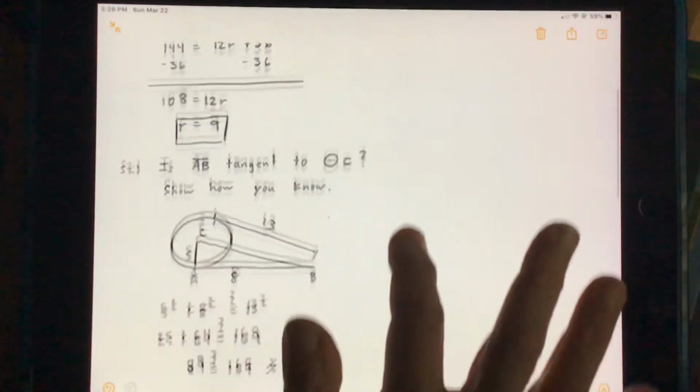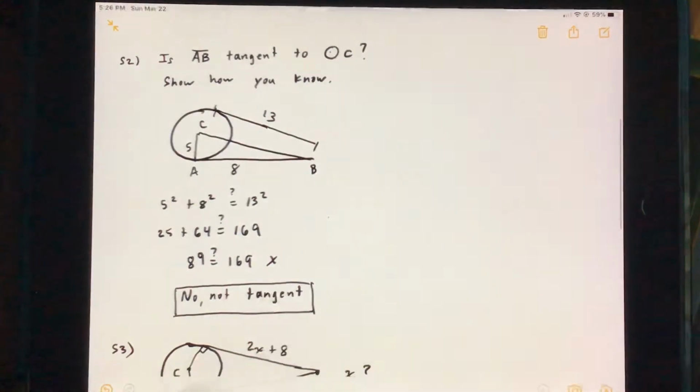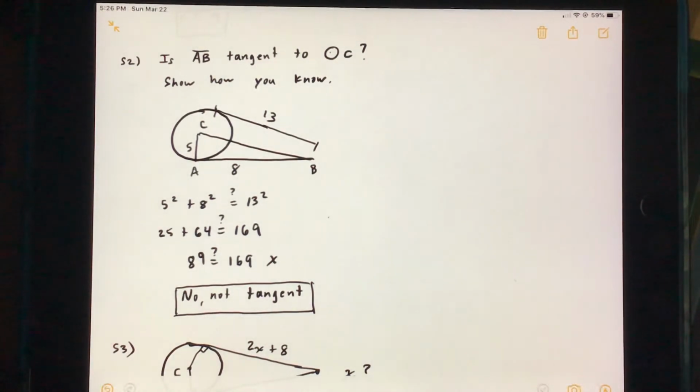Now we're going to take a look at sample 2. In sample 2, we are asking the question, is line segment AB tangent to circle C? And then to show how you know. Well, if in fact line segment AB is tangent to circle C, then we would be able to use the Pythagorean theorem once again to show that the possible legs, 5 and 8, when we square them and add them, would be equal to the possible hypotenuse of 13 squared.